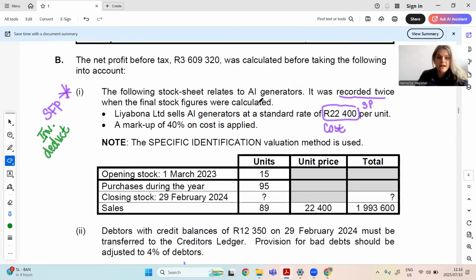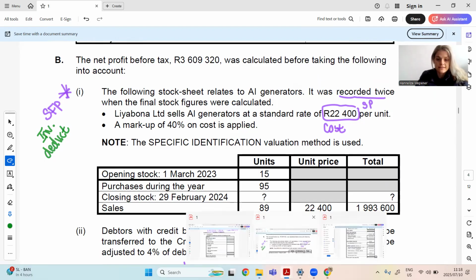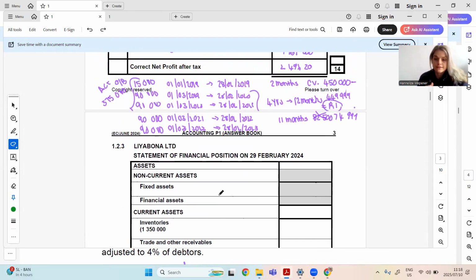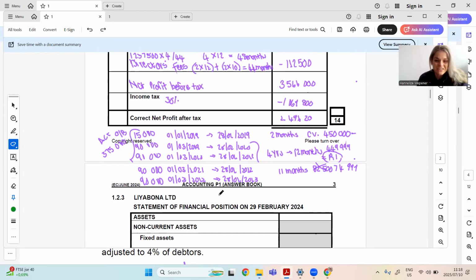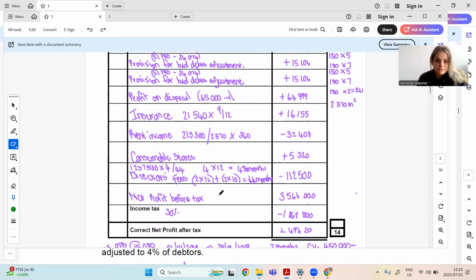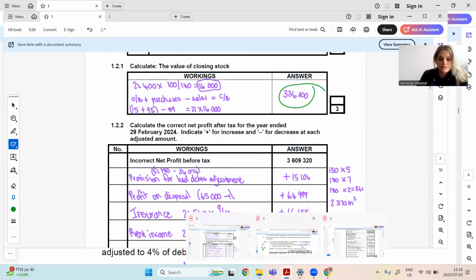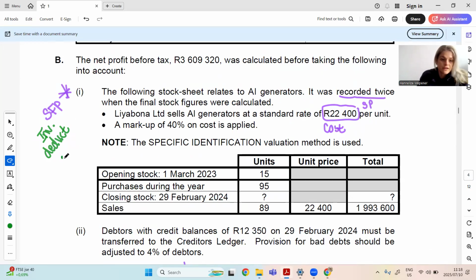And the amount that we calculated, we already did this yesterday, in part one of the video. There we go. There is the value of the closing stock, 336,000 Rand.